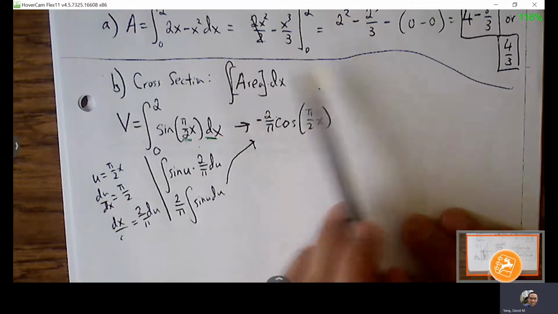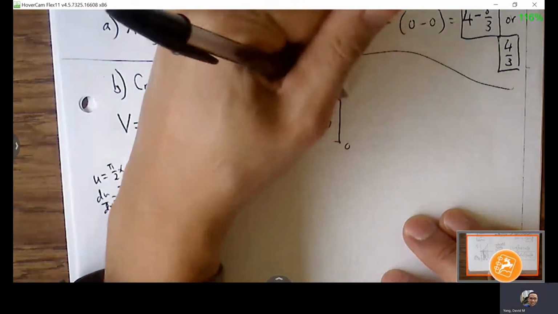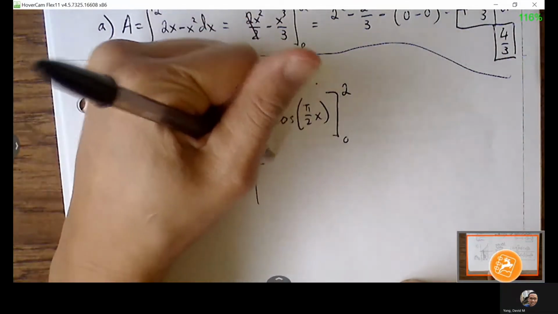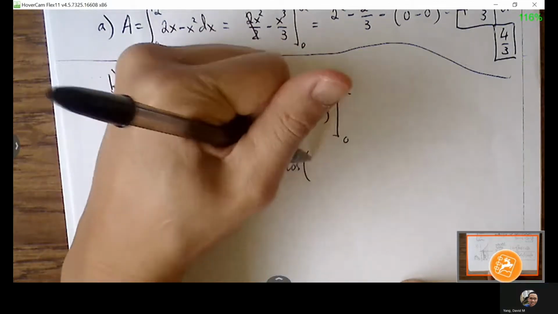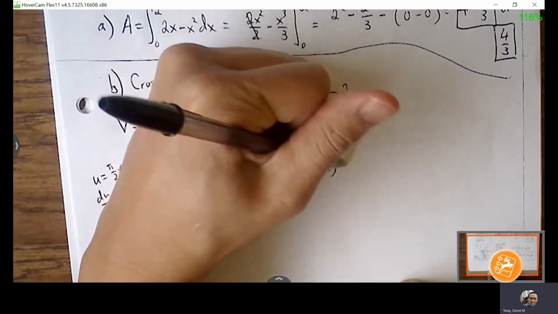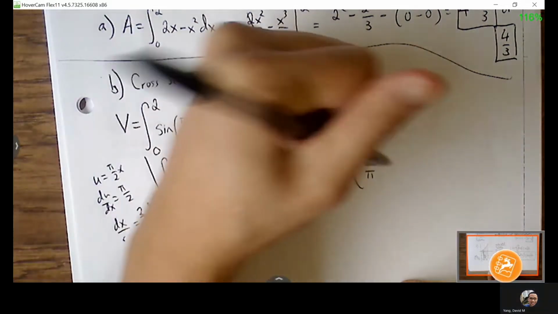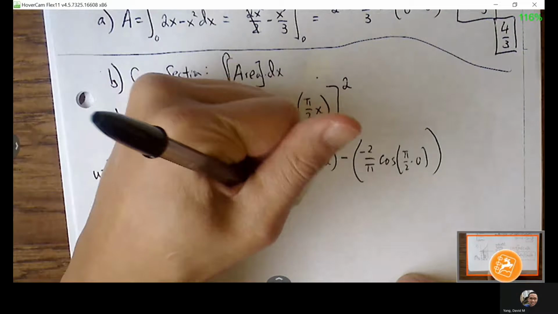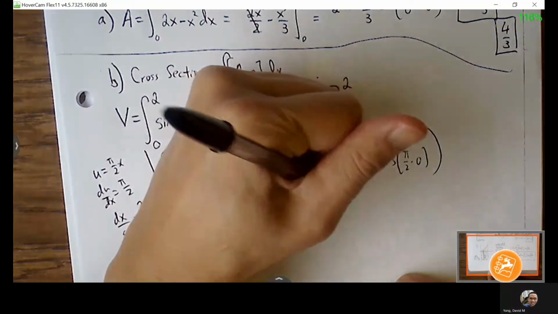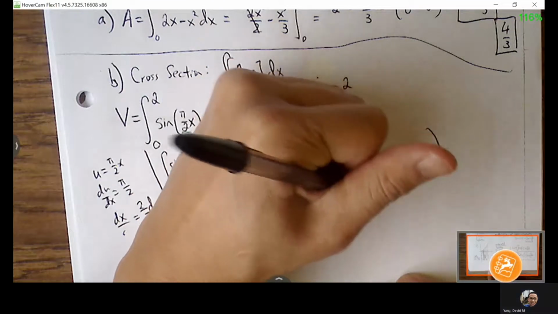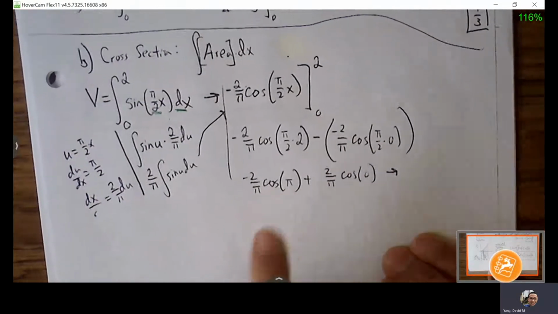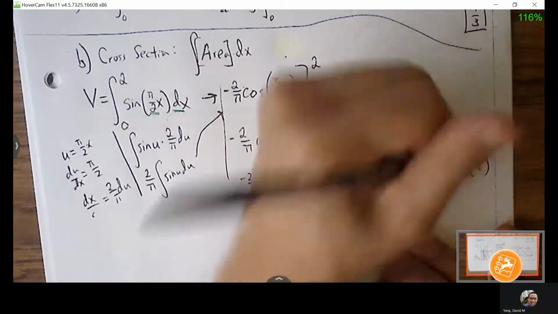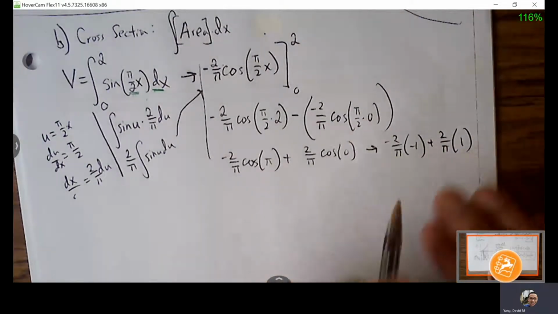Okay, so now once you have your antiderivative, you can work in the bounds from 0 to 2, upper bound first. Cosine of pi is -1, so -2 over pi times -1. Cosine of 0 is 1, so 2 over pi plus 2 over pi is 4 over pi.